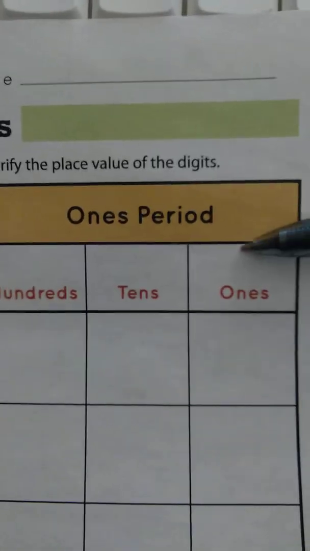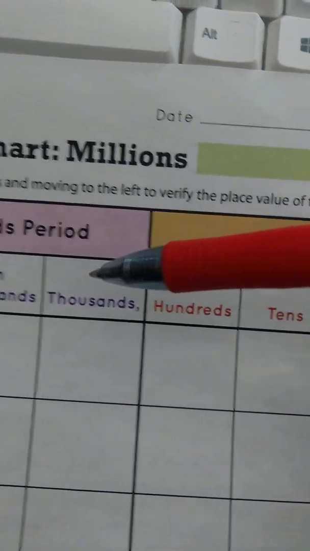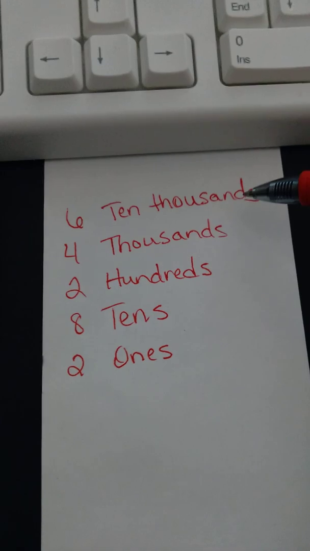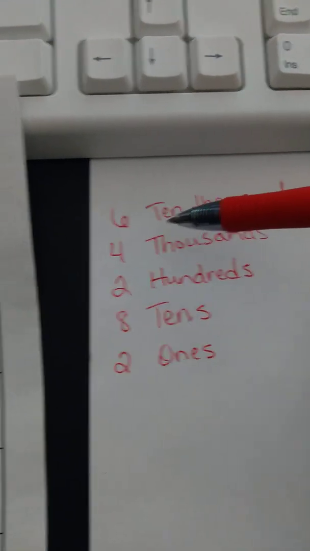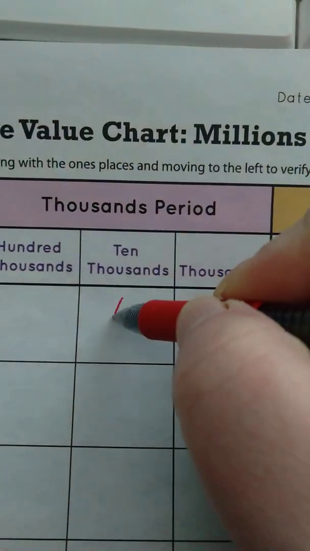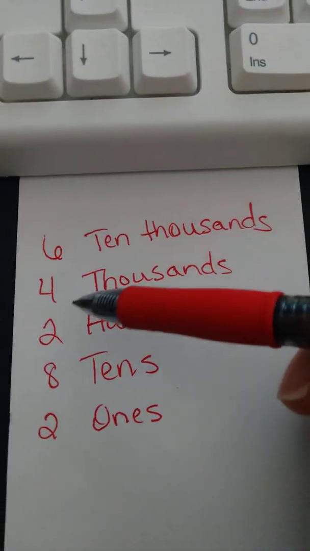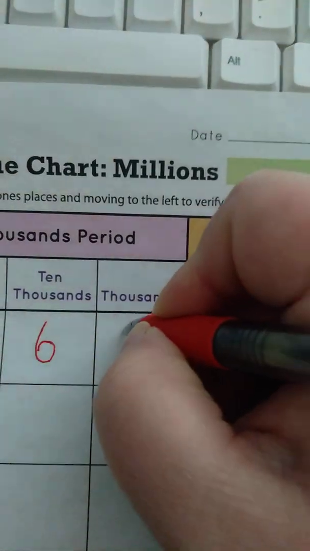Here we have the ones, tens, hundreds, thousands, and 10,000s. Well, our biggest one is 10,000, so that's as far as we need to go. And it says we have 6 of them. So let's write 6 in the 10,000s place. Next is thousands. How many thousands? 4. So we write 4 in the thousands place.